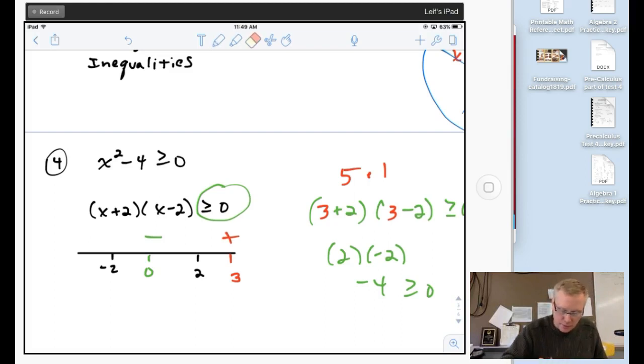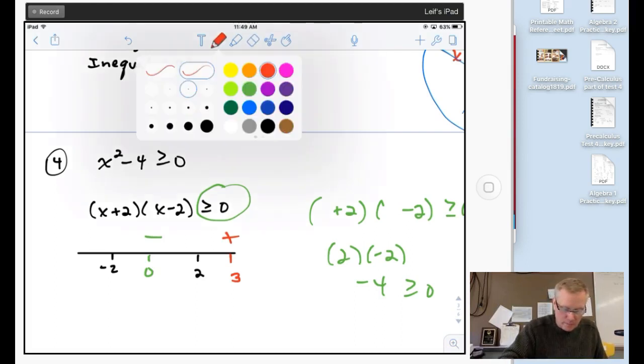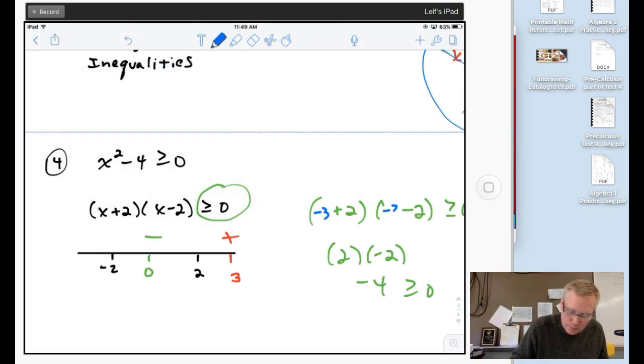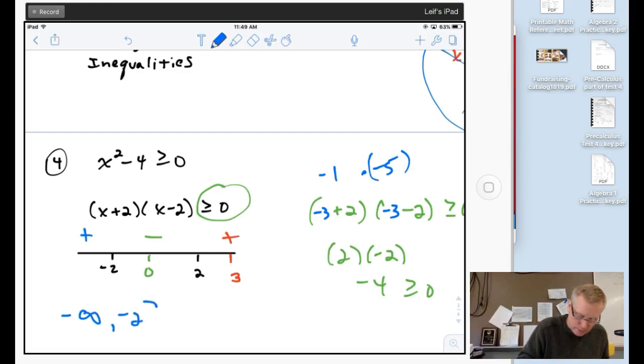What about negative 2? That's my other, or negative 3. We'll do negative 3 instead. If I plug in negative 3 for x, I get negative 3 minus 2 is negative 5 times negative 1. So that's positive. So that's also good, which means that my solution here is it's good from negative infinity all the way up to negative 2, including negative 2.